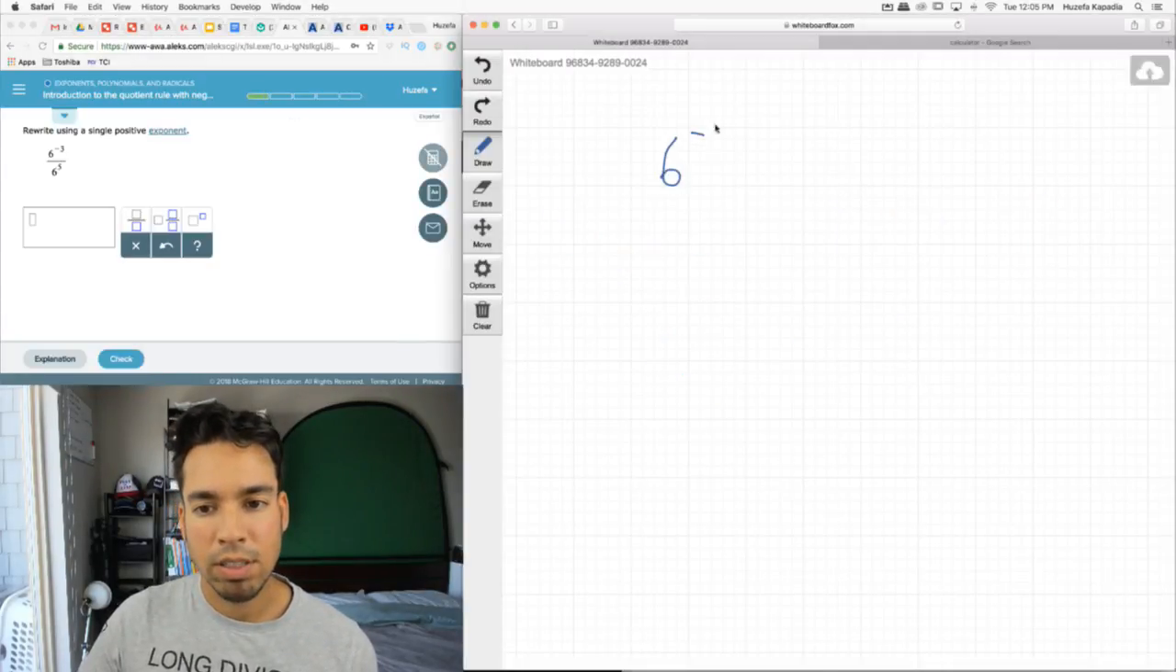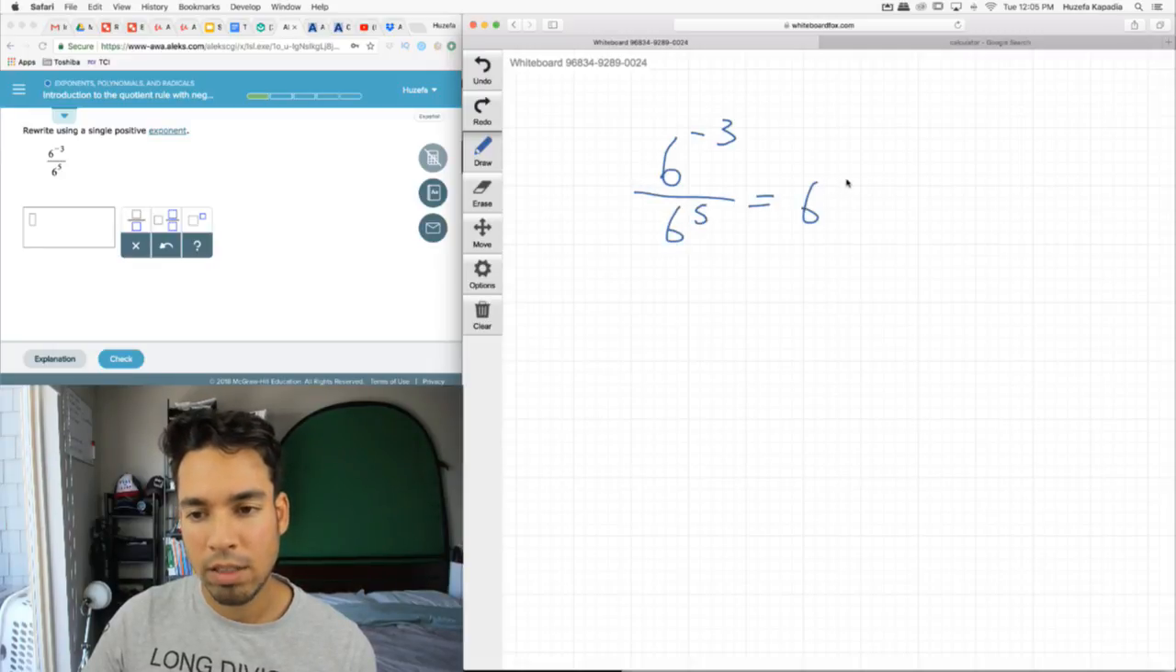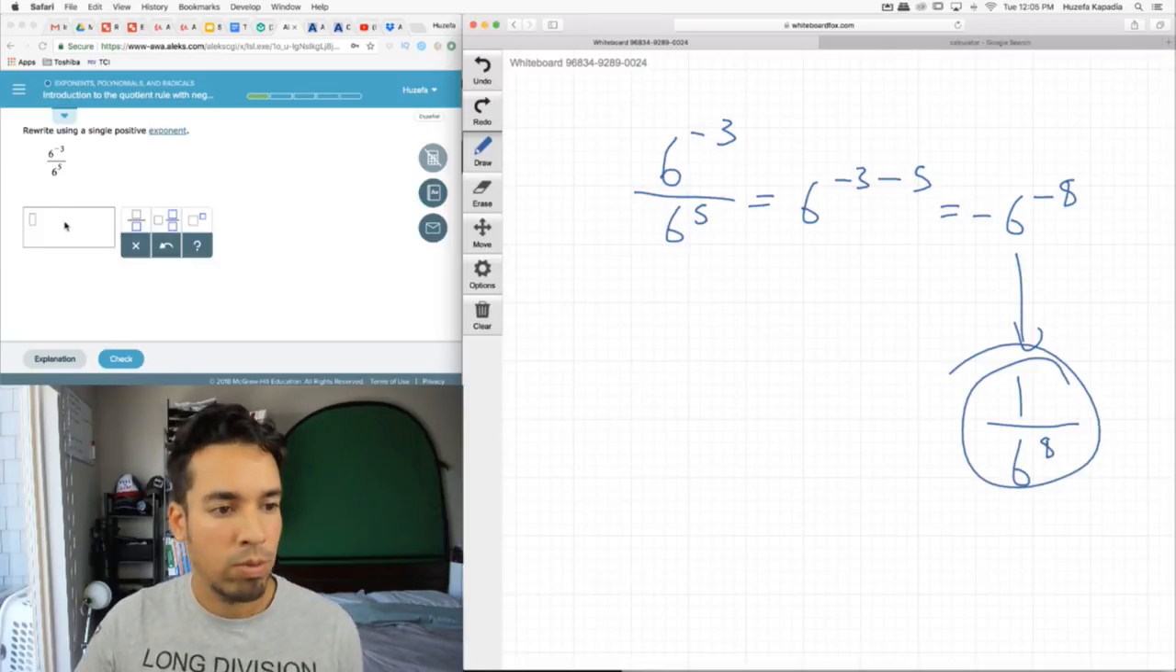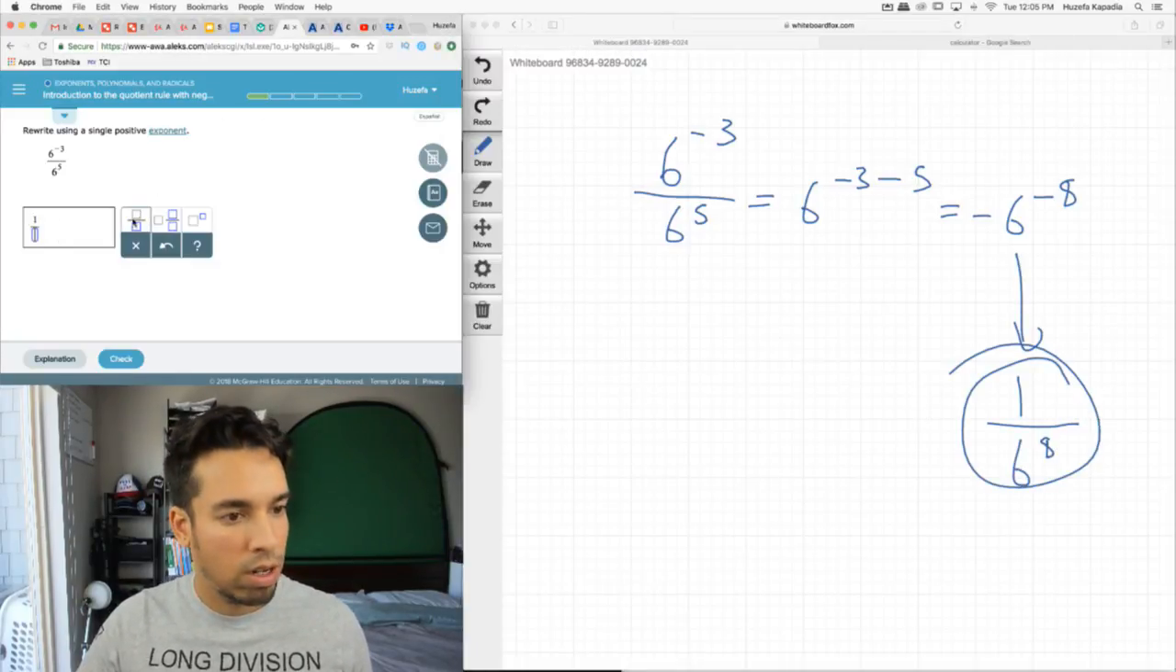Okay, next we have 6 to the -3 over 6 to the 5th. So I'm going to subtract the bottom from the top, so -3 minus 5 is 6 to the -8. But we want to write this as a positive exponent, so we throw it under a 1, and that's it. Then we make that exponent positive, and we're good to go.